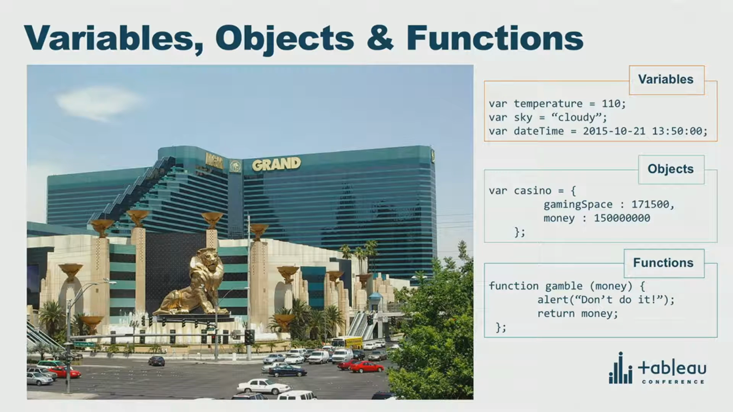And then we have functions, and these are kind of the things that do the work. So in the case of a casino, of course, you can gamble. And in gambling, you might give someone money. So you can have an input to the function, which would be the money that you're going to hand over to me. And being a very nice person, I'm going to trigger an alert back to you that says, please don't gamble, and I'm going to return that money to you. That would be our gamble function.